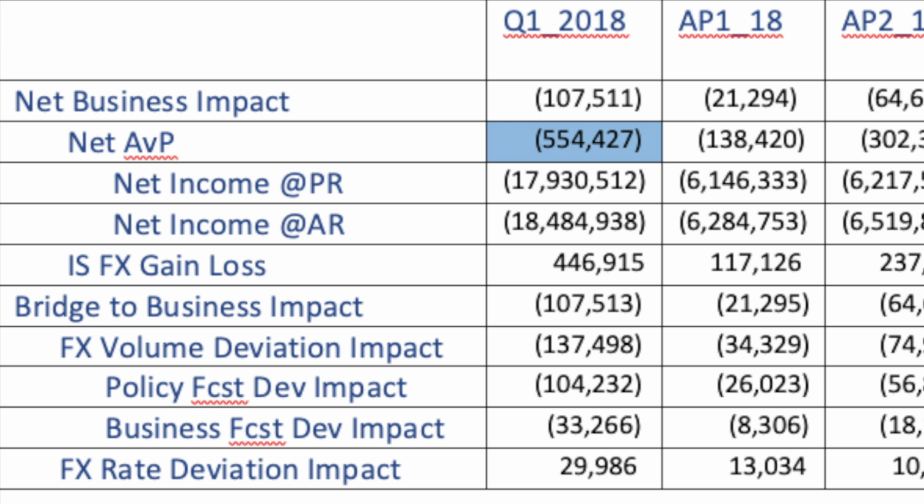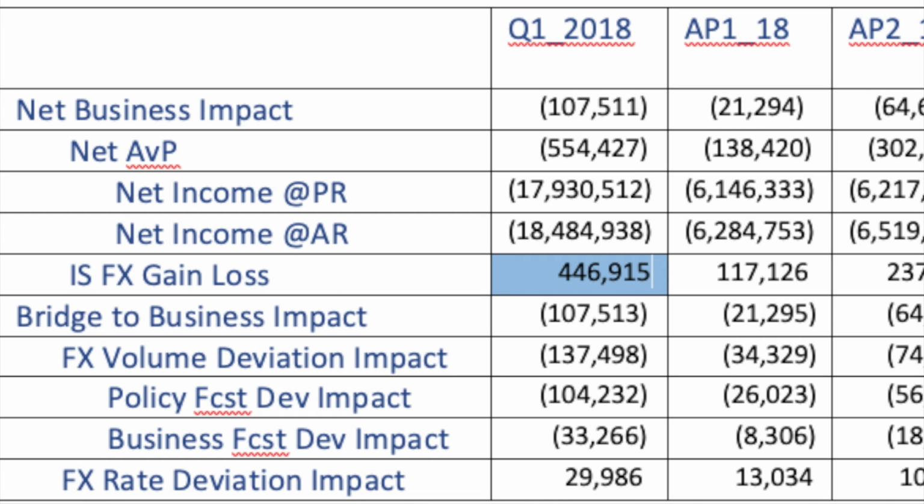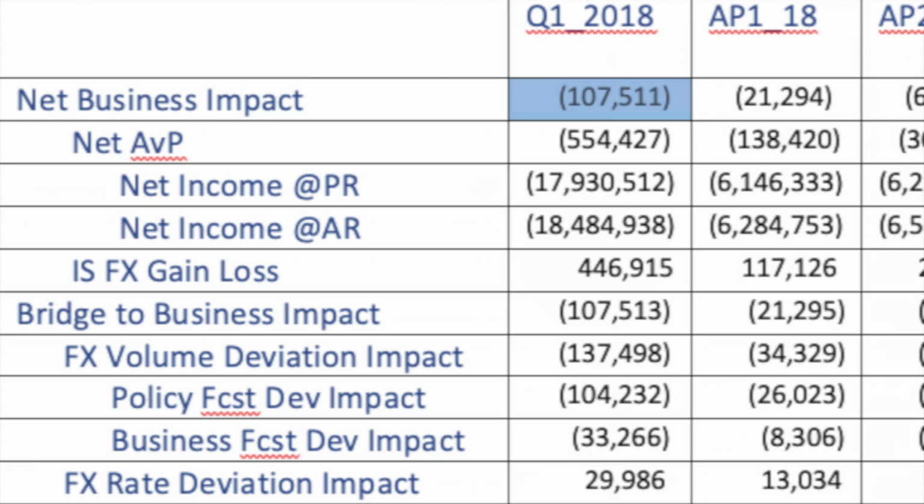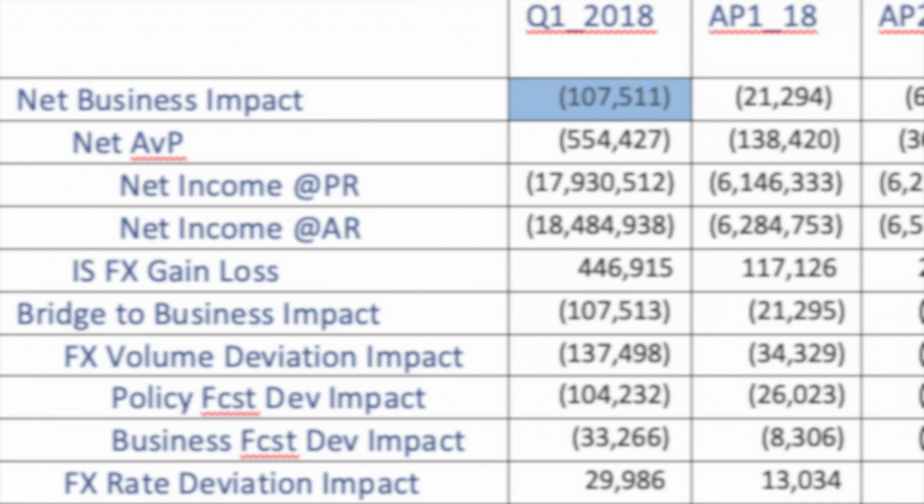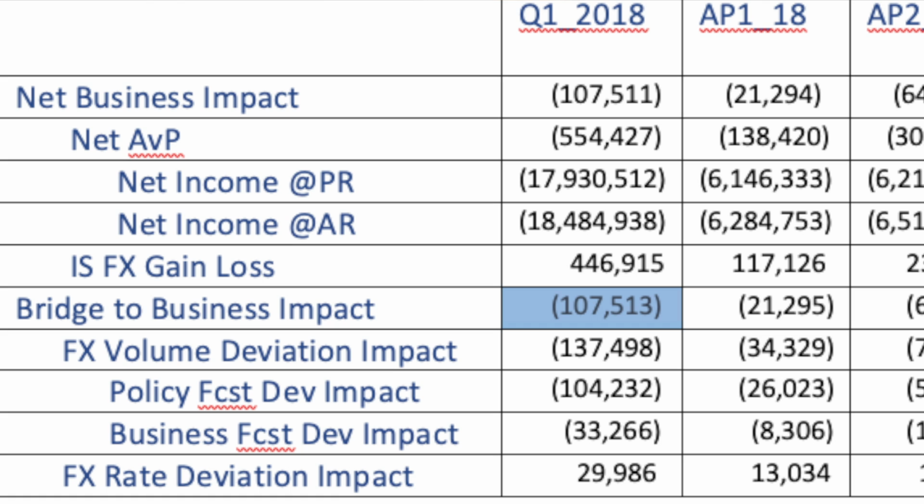554,000 and change. And if I look at my hedging that offset that partially, I have 446,000 and change of hedging gains to offset that. So my net impact for the company is a little over $107,000 loss. And then I want to explain, all right, where's that $107,000 coming from? And there's either going to be volume drivers or rate drivers that influence that amount.